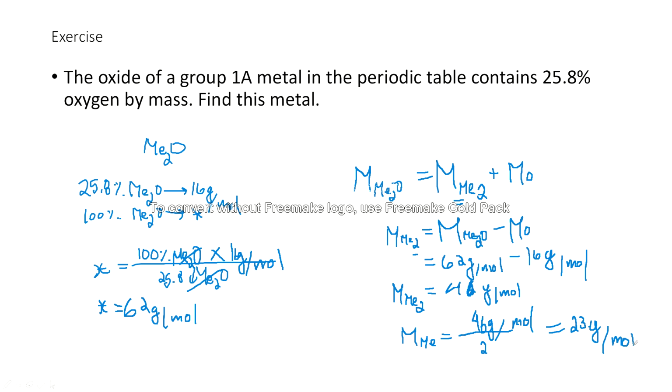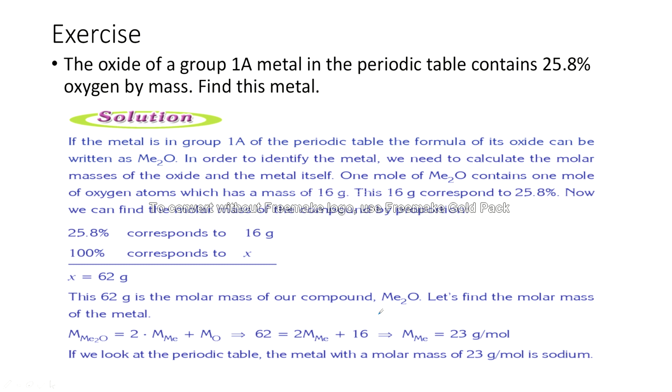Please go to your periodic table and check which element has a molar mass of 23 grams per mole. Okay, did you find it? Let me go and check. Okay, so we have sodium. The molar mass of sodium is 22.99. So the element is sodium. Okay, that is the resolution of the exercise.